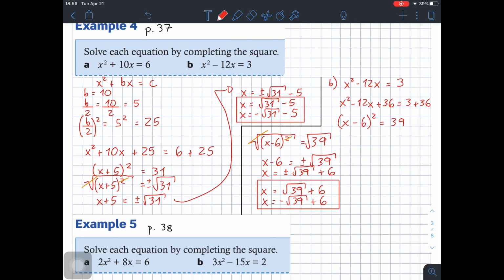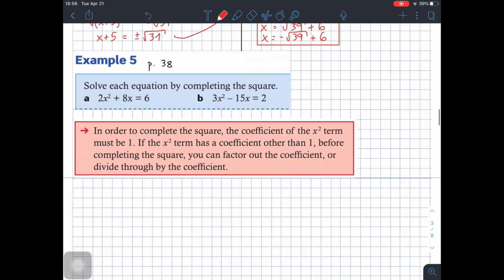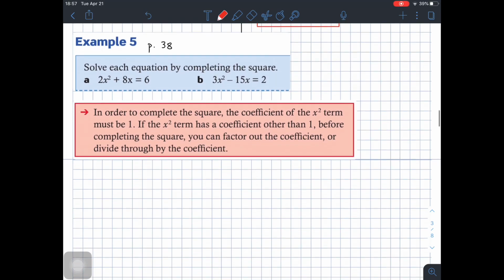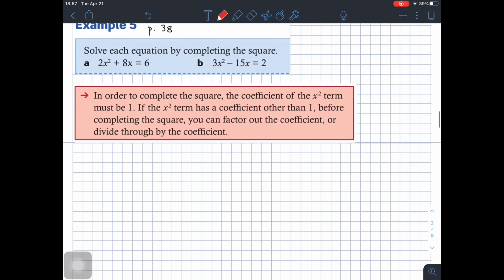So how does that change the completing the square technique? It changes a little bit. It says, in order to complete the square, the coefficient in front of the x squared term must be 1. If the x squared term has a coefficient other than 1, which is these two cases over here, before completing the square, you can factor out the coefficient or divide through by the coefficient. Okay, so you're gonna understand this through the example.